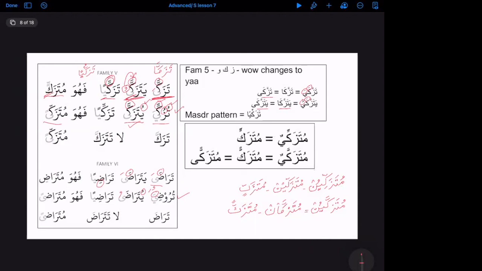when the weak letter is mutaharrik and the letter before that has a fatha, the weak letter gets changed into an alif. And in this case, it's an alif maksura for naqis again. So it is yutarada. Taradiyan, again it's a masdar and you have to follow a pattern. Fahuwa mutaradin.